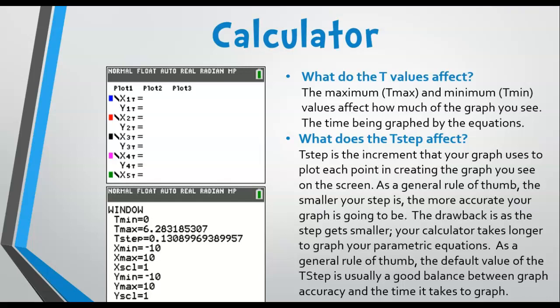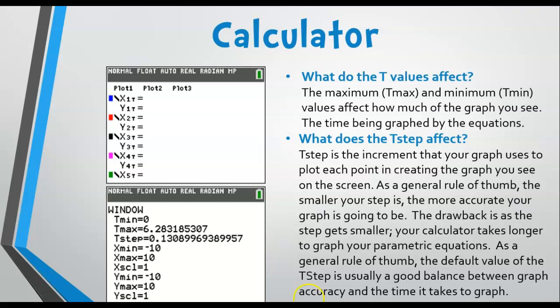So the further the t-step is apart, the flatter. There are going to be little flat lines moving around your graph. The closer they get together, the less of that you see. You see more of the natural curve. So basically, as a general rule of thumb, the smaller your step is, the more accurate your graph is going to be. The drawback is that as the steps get smaller, your calculator takes much longer to calculate and to graph your parametric equations because it's graphing more points.